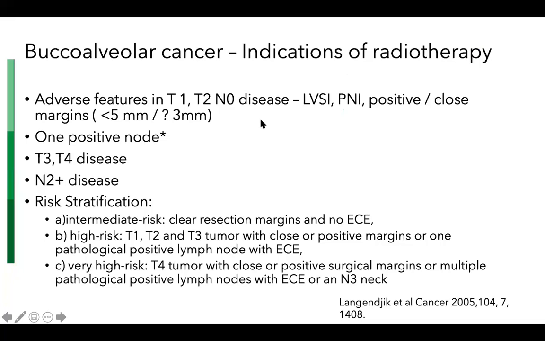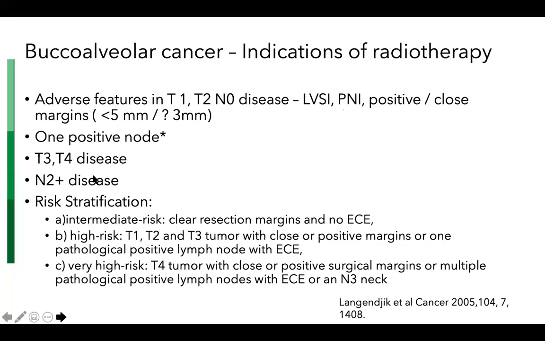Yeah. So in one node positive, possibly there's no significant impact on the survival. The various studies tell us that there is a 10% difference in survival, which was non-significant. But there is a significant impact on the local recurrence, and for that reason, we should consider it. Then, of course, the obvious ones, T3, T4, N2 plus disease.